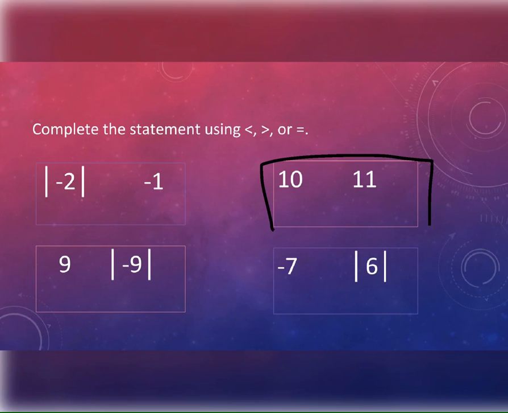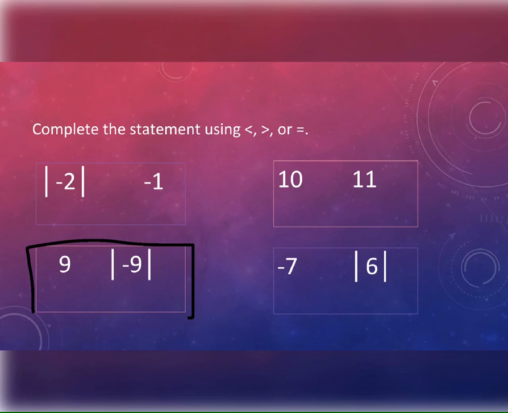The next one is 10 and 11. We don't need to draw those out on a number line because we already know they're not absolute values, so it's just 10 and 11. And we know that 11 is the larger number, so we are going to read this, 10 is less than 11.